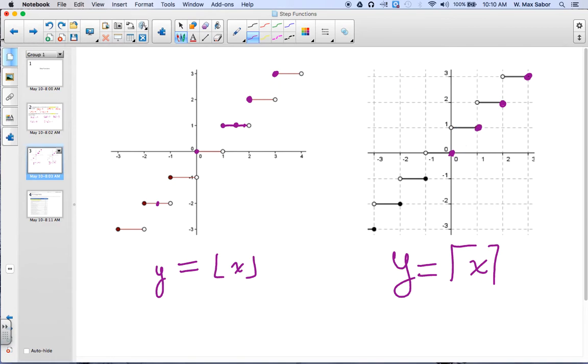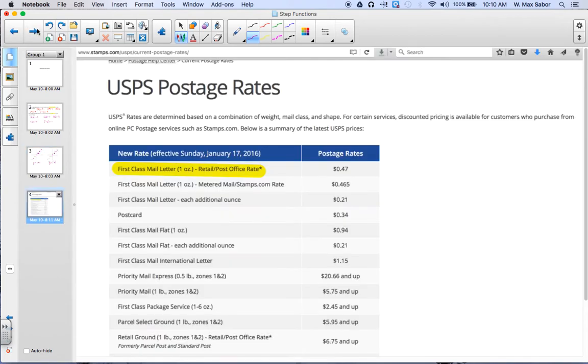Why would we ever use this? Well, for real world purposes, a very simple example is postage. I got this from stamps.com, UPS, USPS, United States Postal Services. A first class mail letter for 1 ounce costs 47 cents. But as we add ounces, it costs 21 cents more.